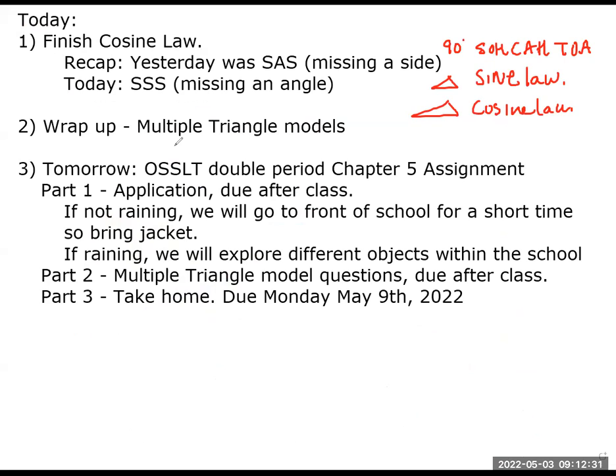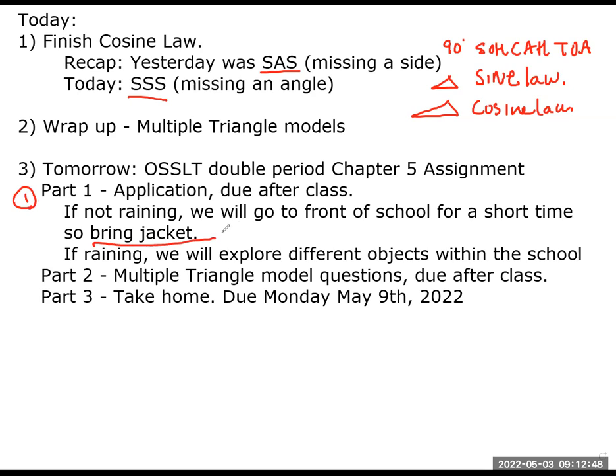assignment. Okay, so yesterday recap SAS, today SSS. We'll wrap up with chapter 5.5 multiple triangles. Tomorrow, first half of our class, if the weather permits us, we're going to go outside.